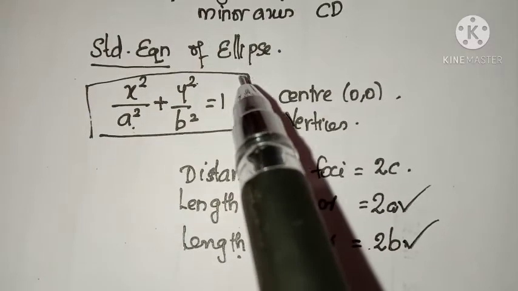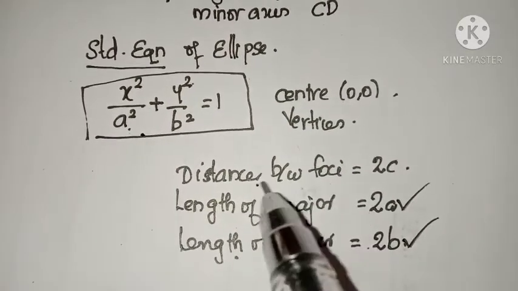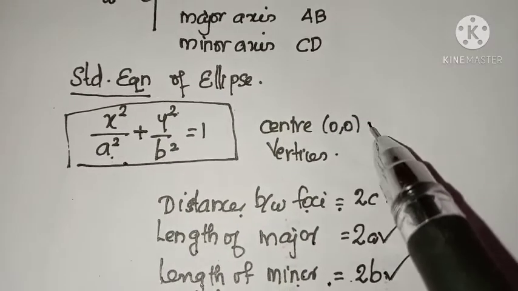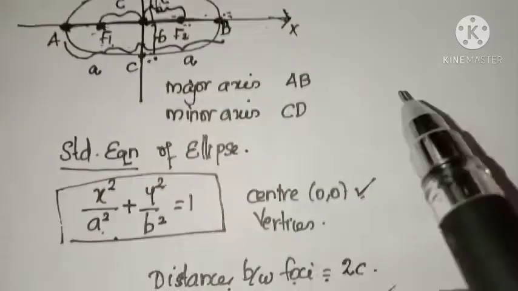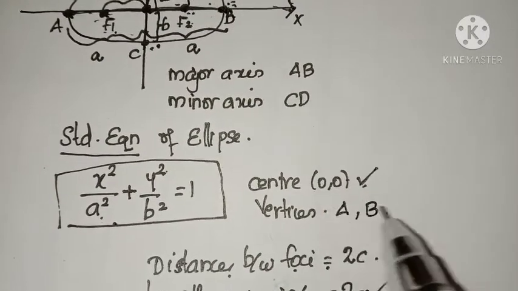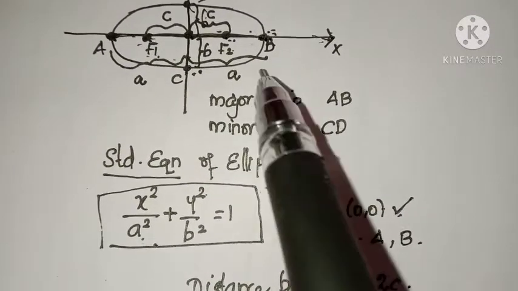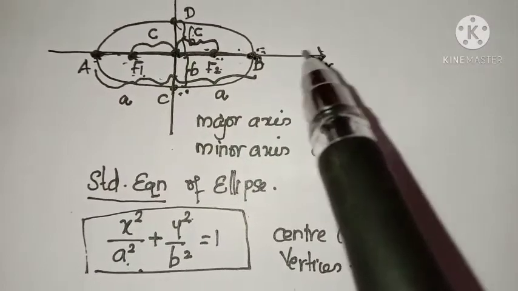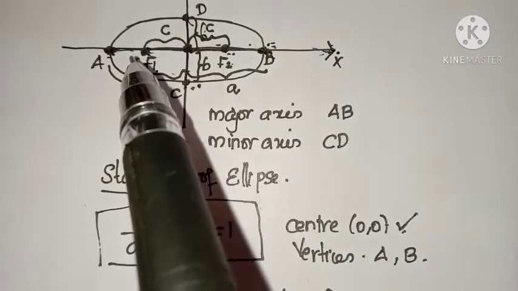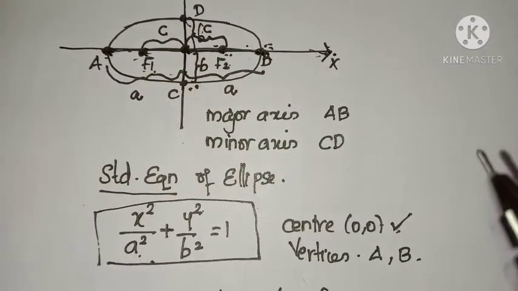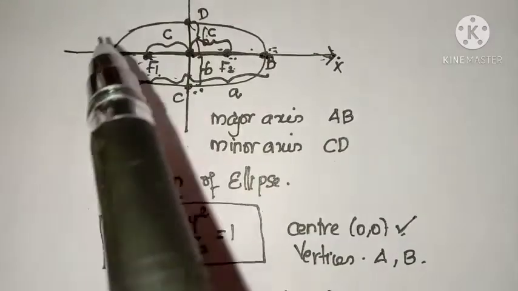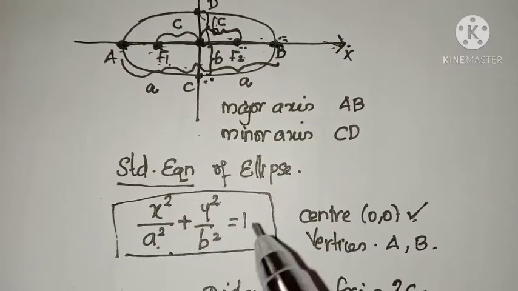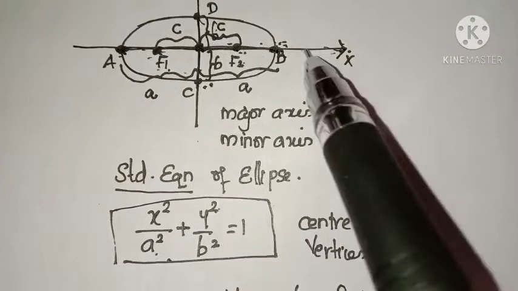So you have to learn by heart the standard equation of the ellipse, the distance between foci, the length of the major axis, the length of the minor axis, the center is 0, 0, and the vertices are A and B, the endpoints of the major axis. Okay, and please note down that this standard equation form holds when the major axis is along the x-axis. That's very important, because we can define another orientation. That's why I am telling you to learn this formula by heart, and keep in mind that this formula is only for the major axis along the x-axis.